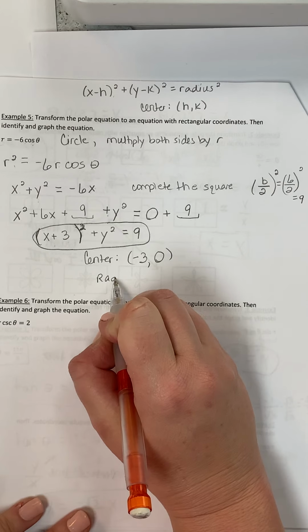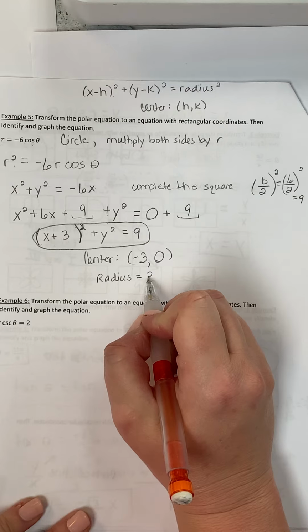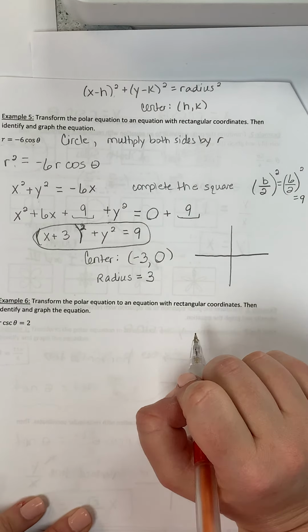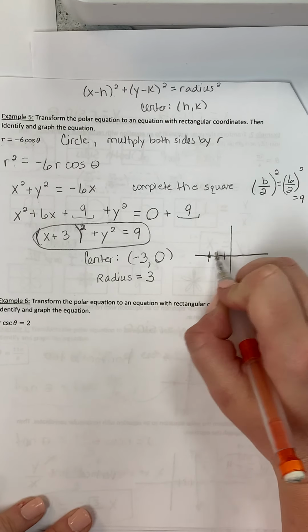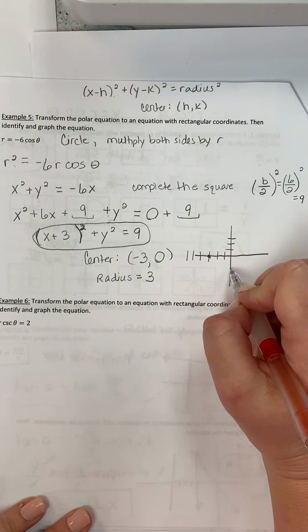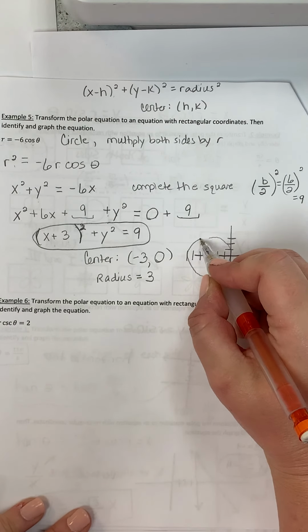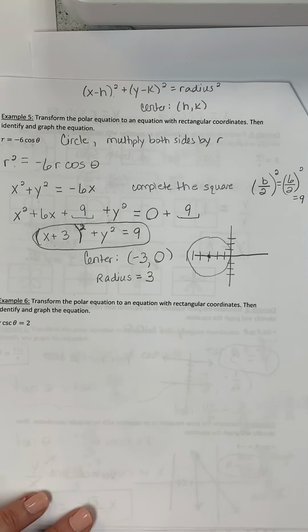Tells me my radius, square root of this, 3. And now I know I'm looking for a circle whose center is at -3, 0, and whose radius is 3. And there's my circle. So you can identify it. So that algebra part about completing the square, that's going to come back to haunt you a few times. You want to make sure you're comfortable doing that.